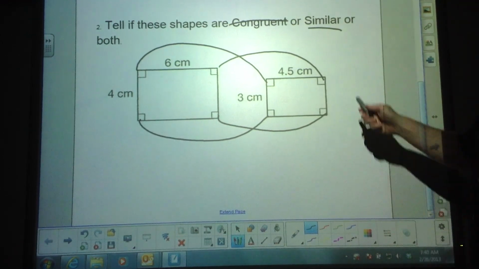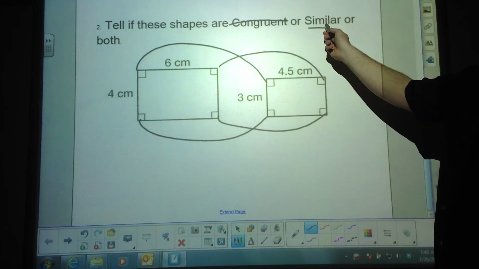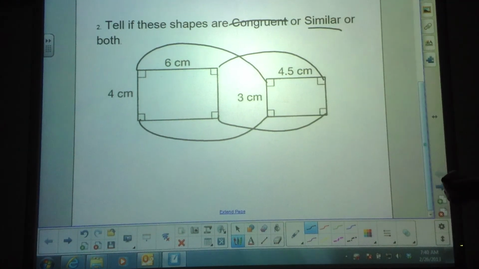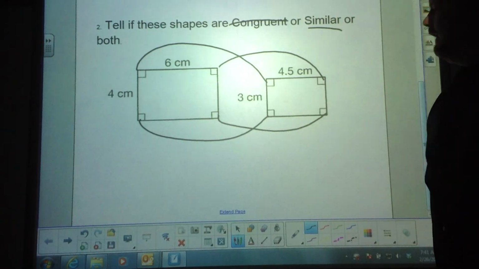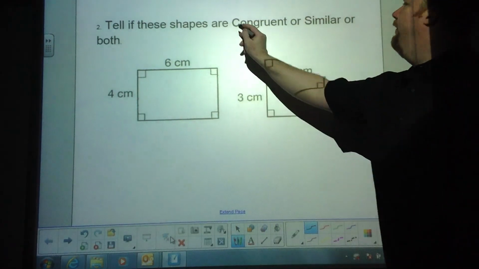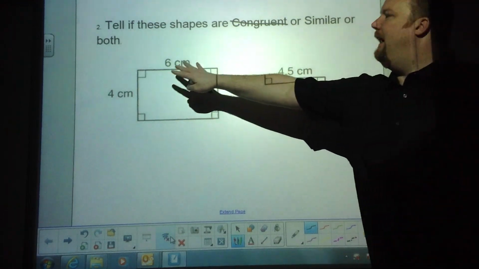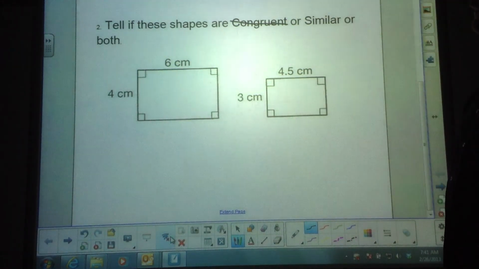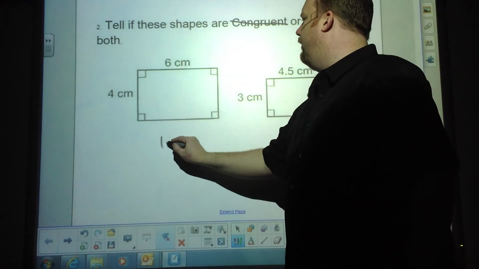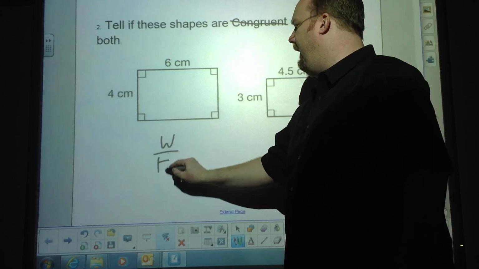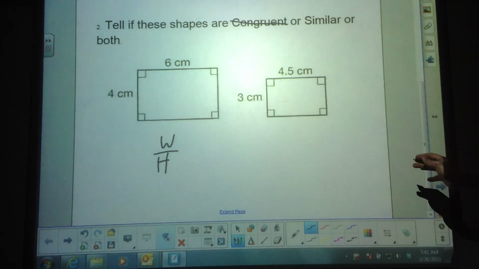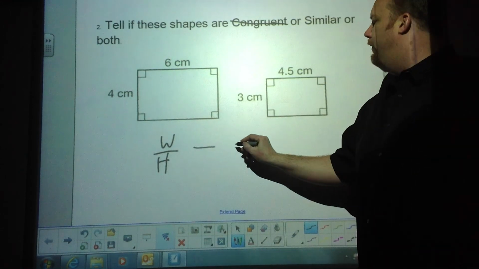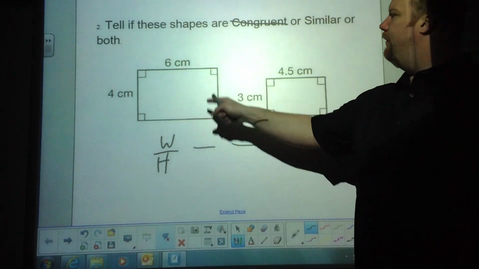So one requirement of something being similar is met. Okay, all the corresponding angles are equal. Now we just have to figure out if the side lengths are proportional. So let's do width over height this time. And again, we could have done height over width. It really doesn't matter, as long as you're consistent throughout the problem, and you know you're going to come up with two fractions. Let's deal with this one first.